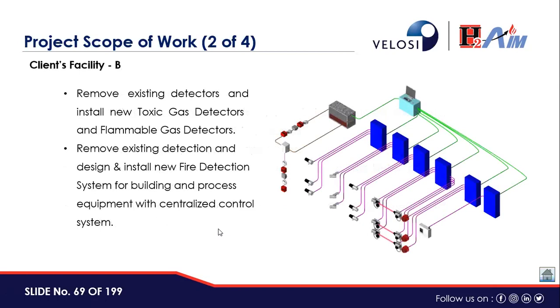Similarly, for facility B, the scope was to remove the existing detectors and install new toxic gas detectors and flammable gas detectors, and then to remove the existing detection and design and install a new fire detection system for buildings and process equipment with a centralized control system.